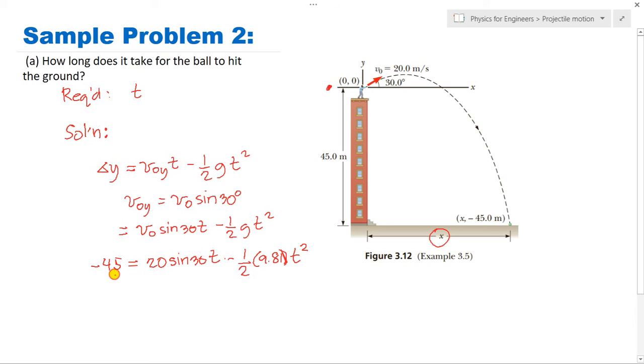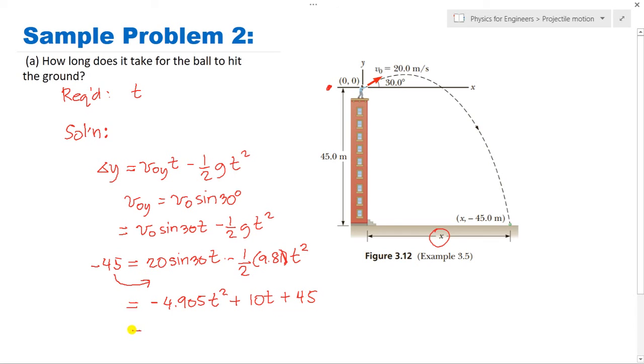So let's just transpose the negative 45 to the other side. We now have a quadratic equation: negative 9.81 divided by 2 is 4.905, so this is negative 4.905 t squared, plus the value of 20 sine 30, which is equal to 10, so plus 10 t plus 45.